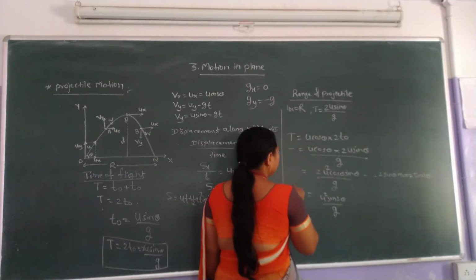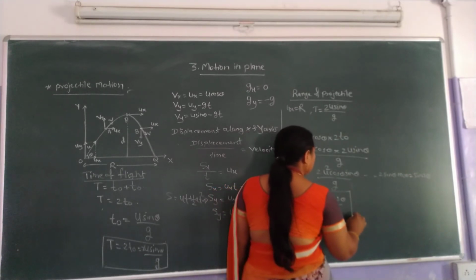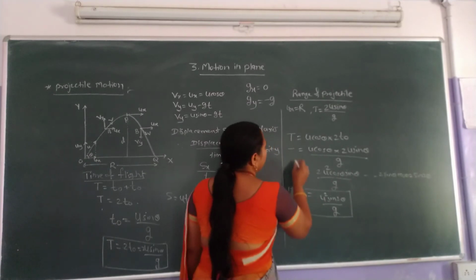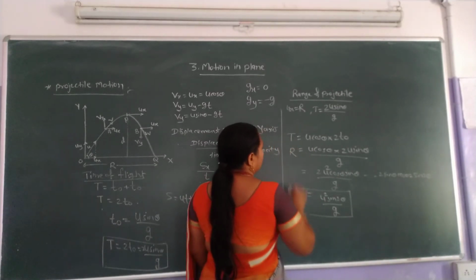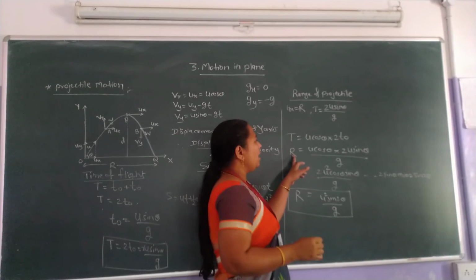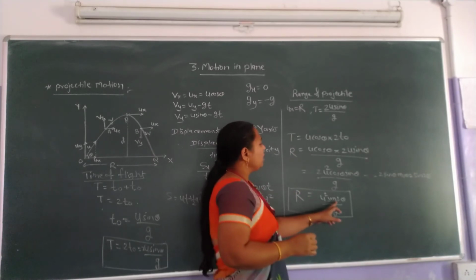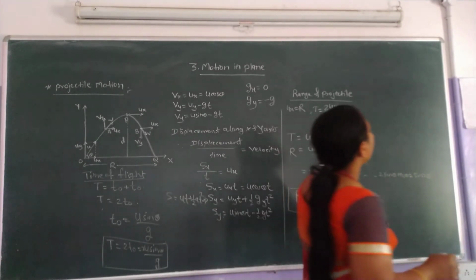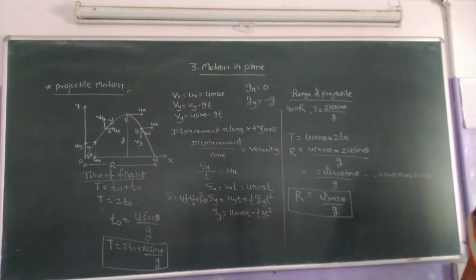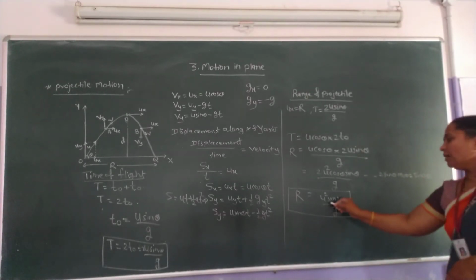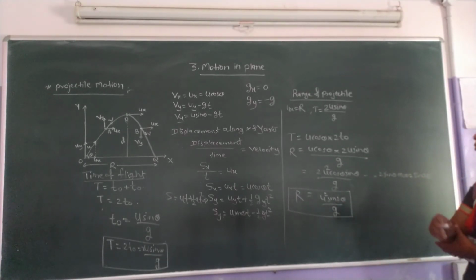And that displacement is along the x-axis, which means the horizontal range, the capital R. It is denoted by R is equal to u square sin 2 theta upon g. Horizontal range R is equal to u square sin 2 theta upon g.